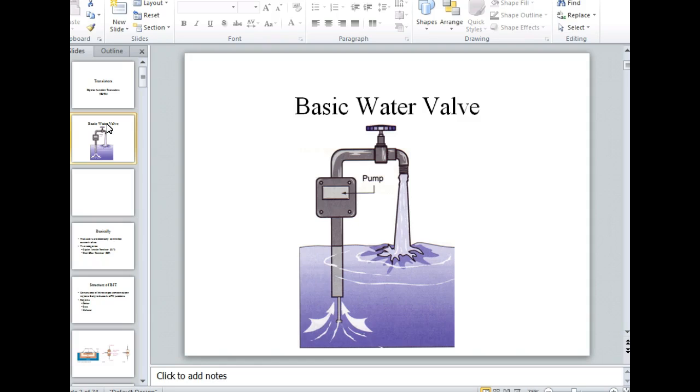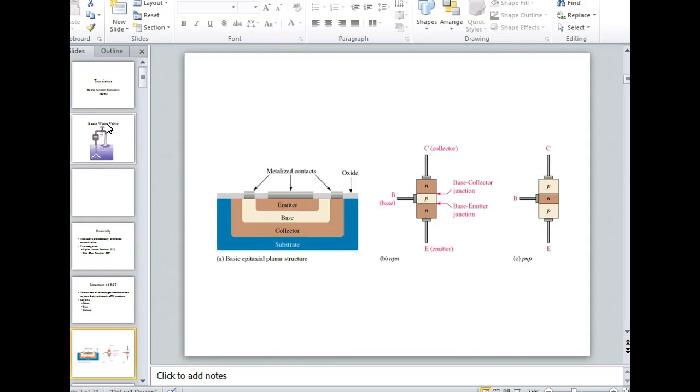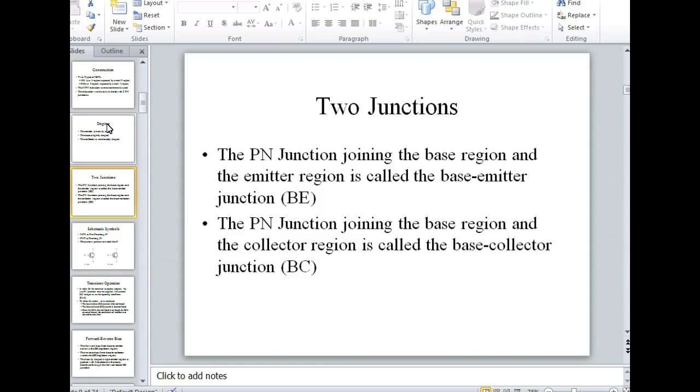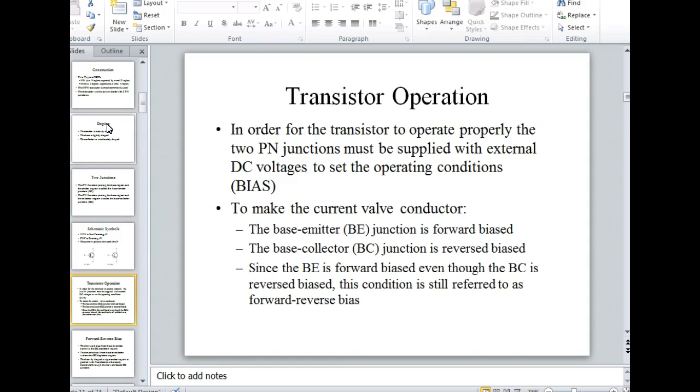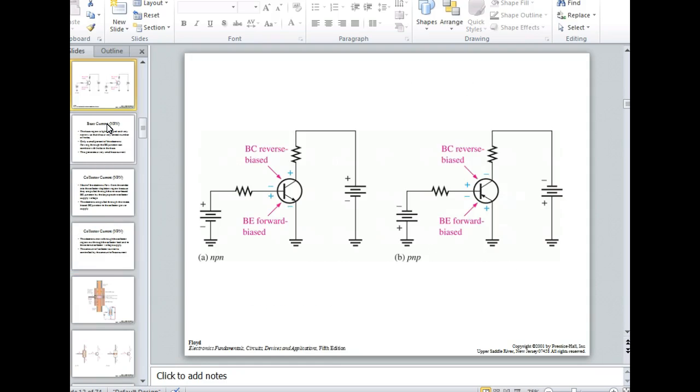We can operate these things in what we call three different regions, right? And what are the three regions we can operate it in? Yeah, saturation, cutoff, and active. That sounds like a beautiful test question. When it's saturated, it acts like a closed switch. When it's cut off, it acts like an open switch. And when it's in the active region, it acts like a rheostat.